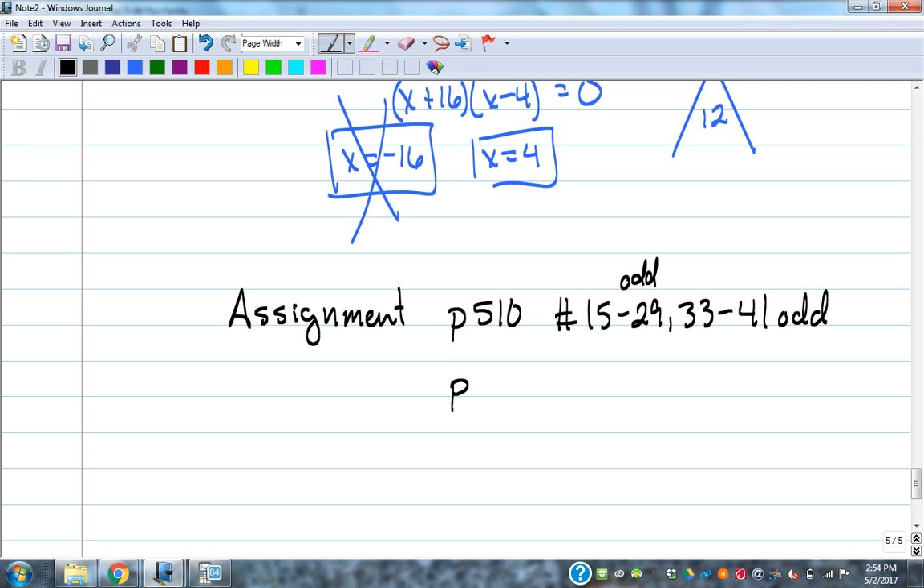Page 510, 15 through 29, and then 33 through 41. Odd on both of those sets. And then the last section, page 519. Let's do 3 through 43 odd on those. There's our assignment for tomorrow. You're welcome to start on it tonight if you want, but it's wonderful to be done.